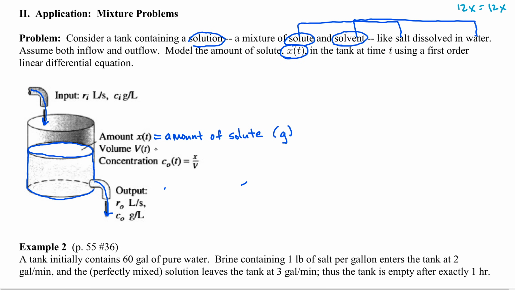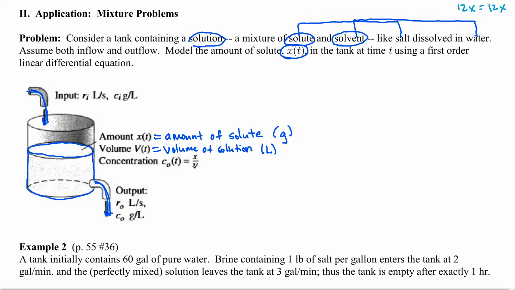Another thing to consider is the volume of the solution in the tank. So V of t, which may be changing with respect to time, again because we have an inflow and an outflow. This V of t is the volume of the solution in the tank. We might measure that in liters, for example. So the concentration of the solute in the tank at any time t will be the amount of solute in the tank per volume of solution. So the concentration at any time is x divided by V.